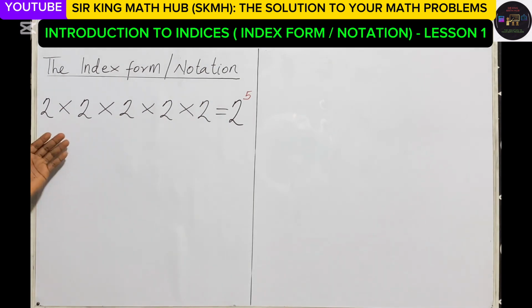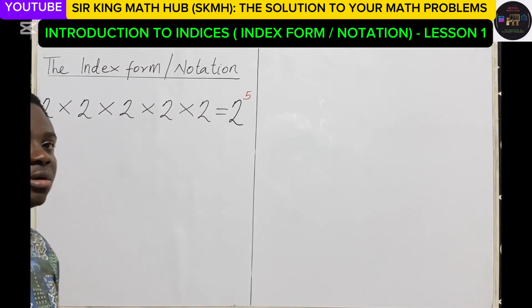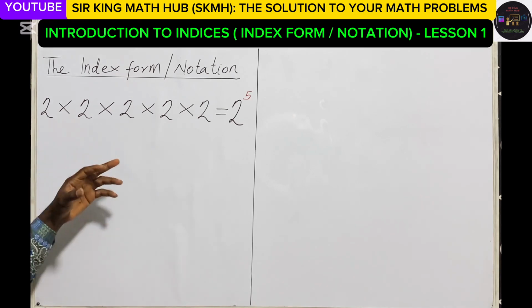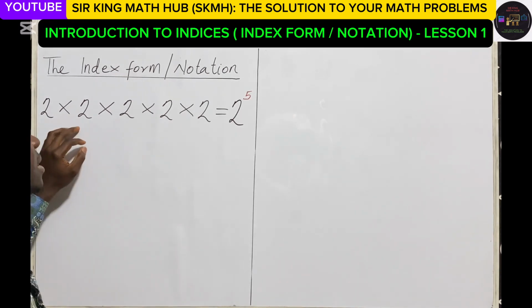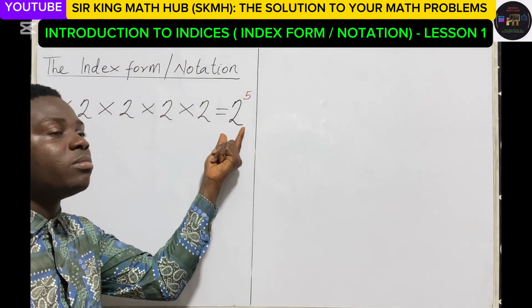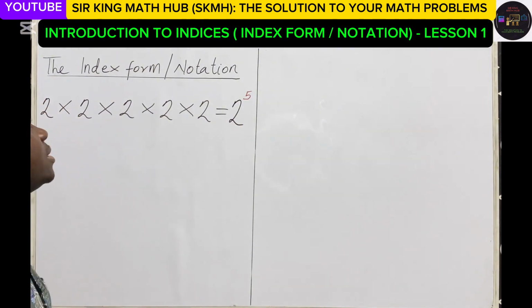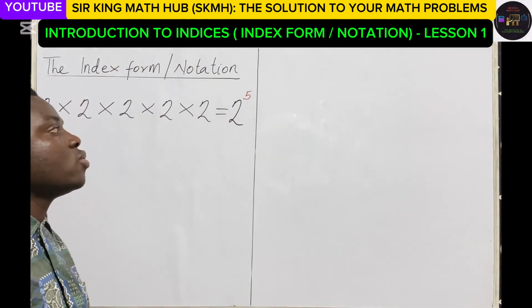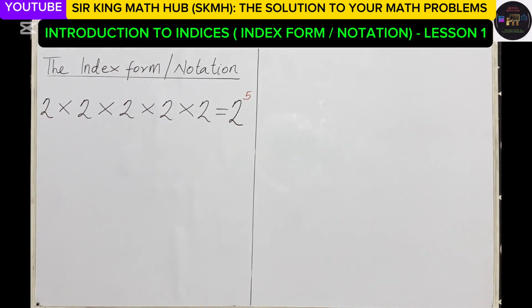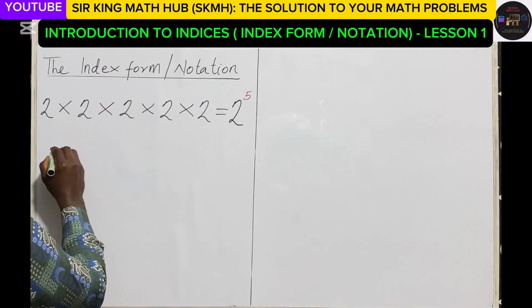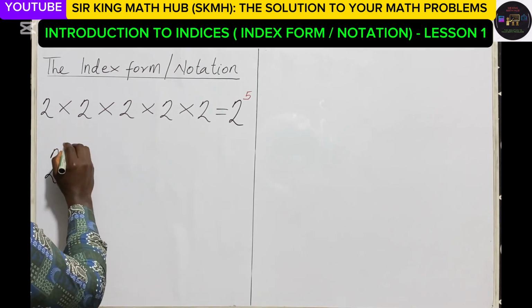So anytime you come across a situation whereby a number is being multiplied by itself a number of times, and we express that expression in this form, then we are looking at the index form or the index notation. Now let's go into details to this number.